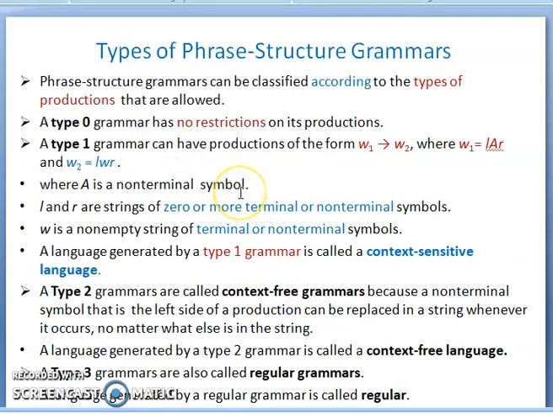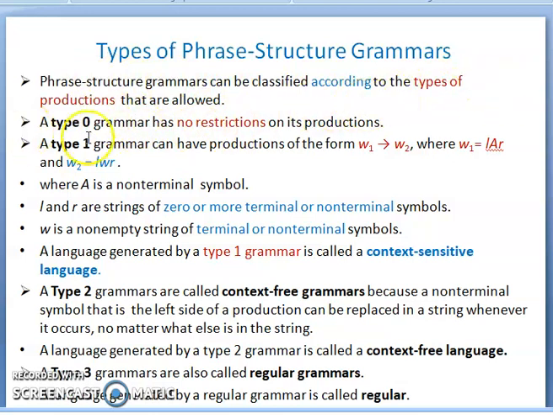And next, types of phrase structure grammars. There are four types of phrase structure grammars. One is type 0, type 1, type 2, type 3. These are the four different types of phrase structure grammars. The phrase structure grammars can be classified according to the types of productions. Based on the types of productions, the phrase structure grammar can be classified.